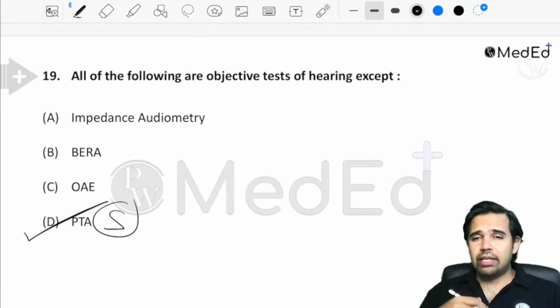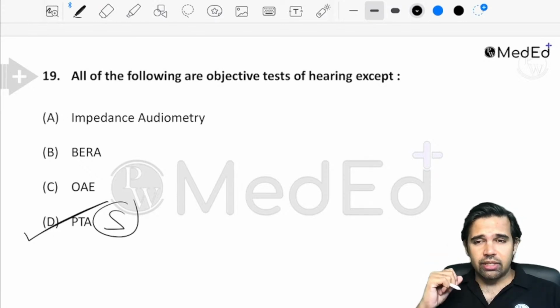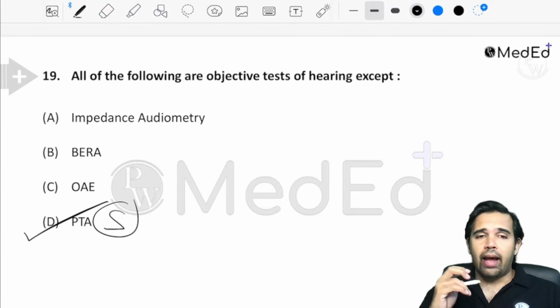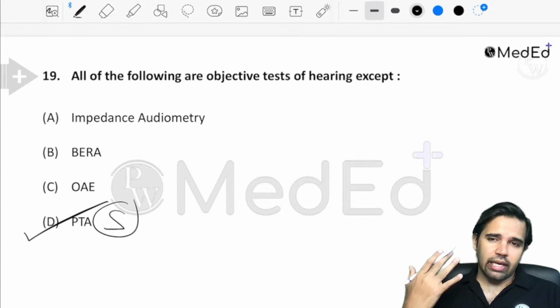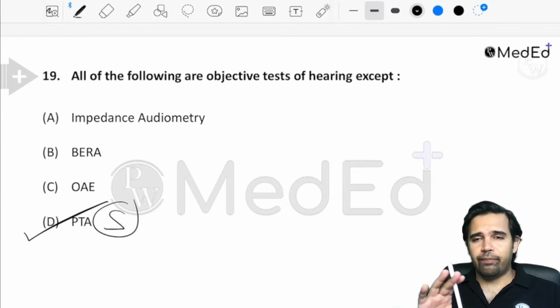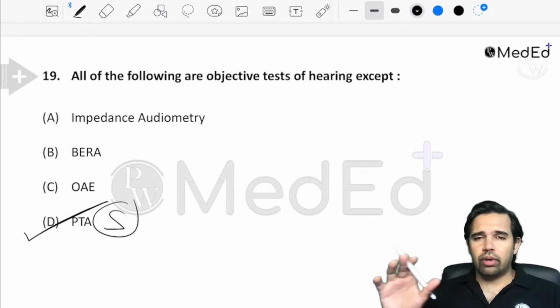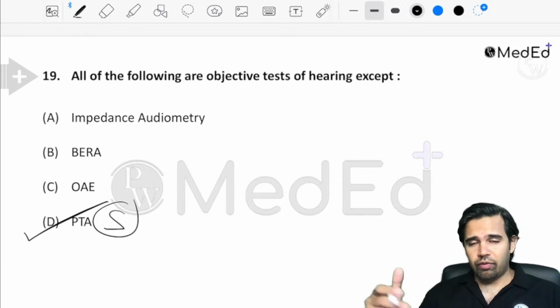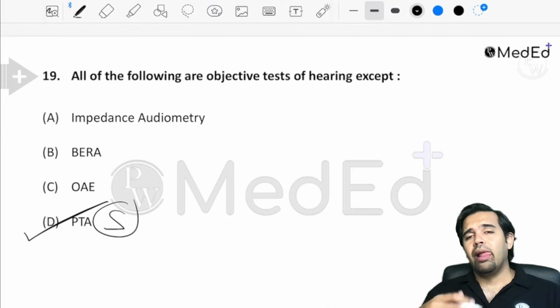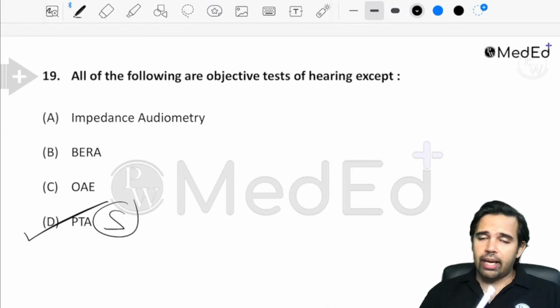But impedance audiometry is normally done when there are pressure changes that are expected, and pure tone audiometry is generally graphed, and you can get a number or degree of mild and moderate hearing loss, air conduction type, or bone.